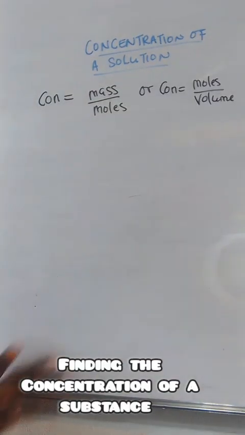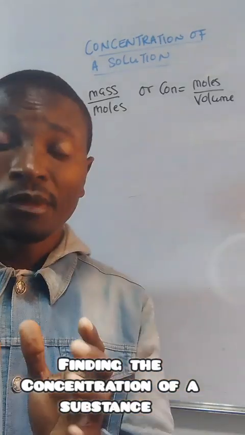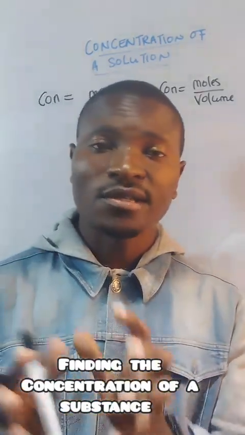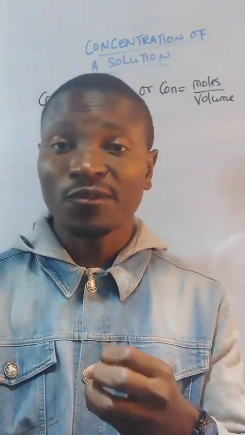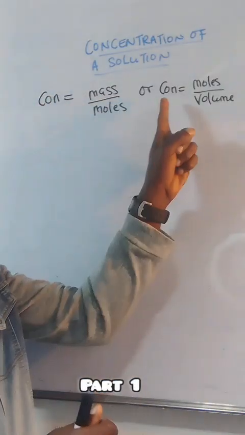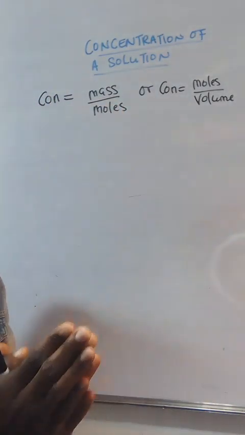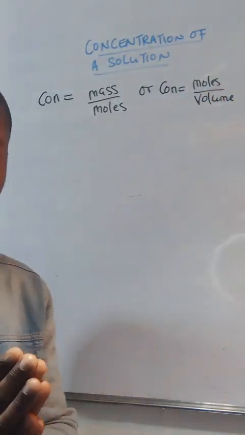Okay, so now what you can see is that we have two formulas that we're supposed to understand. There is a concentration in terms of mass, and in terms of the number of moles. So you have to be very careful. We have concentration equals mass over volume, or concentration equals moles over volume.